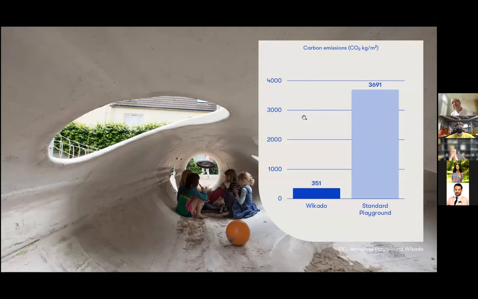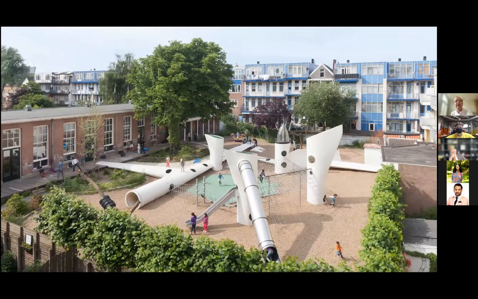And by building them, we also save CO2 emissions. We compared this to other playgrounds and found that we have 10% of the CO2 emissions compared to a traditional standard playground. Also good to note is that we reused all the elements that we could still give another lifespan. So the stainless steel slides and bricks that were on the site, we dug them up and transformed them to give them another function.